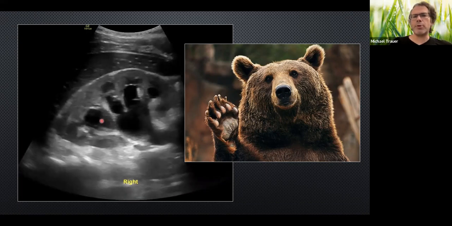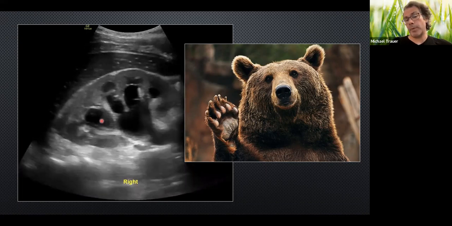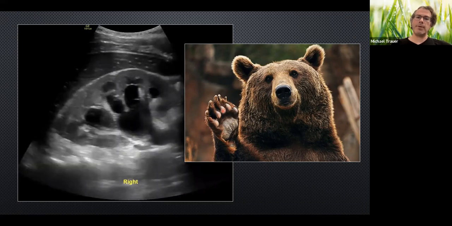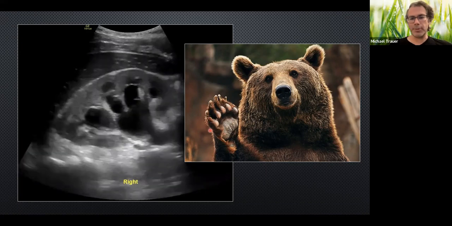So if you just see a prominent pelvis, that's not always necessarily something pathological. But if you see these big calyces, the finger pads of the bear's paw, then that's at least moderate hydronephrosis, and you know there's something going on.